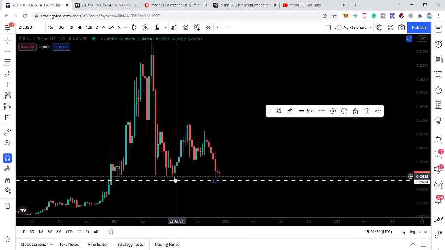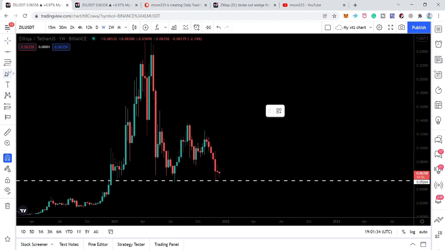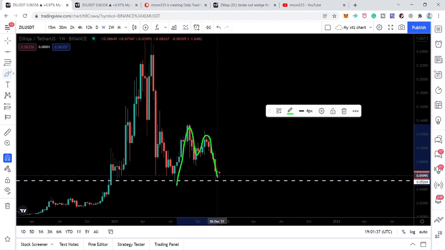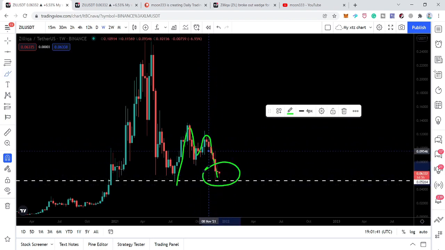Here the price line has formed a very nice bullish harmonic Gartley move. And from this potential reversal zone, we can expect a reversal.